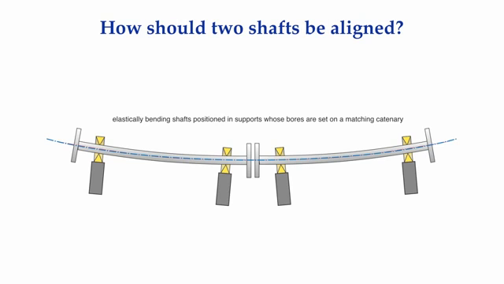This illustrates the ultimate goal of shaft alignment. What we want is for the shafts to be in line with each other when they are running.